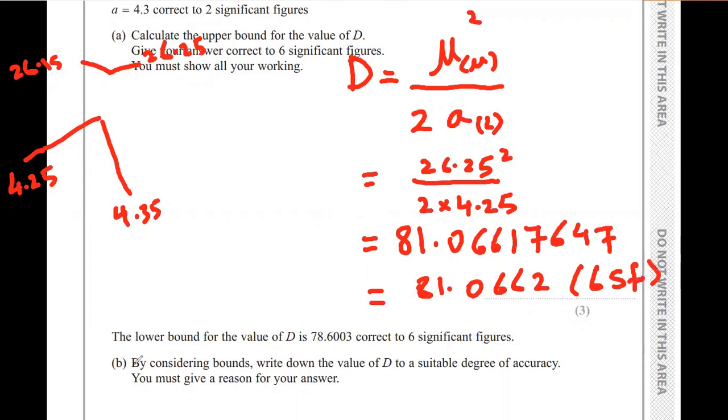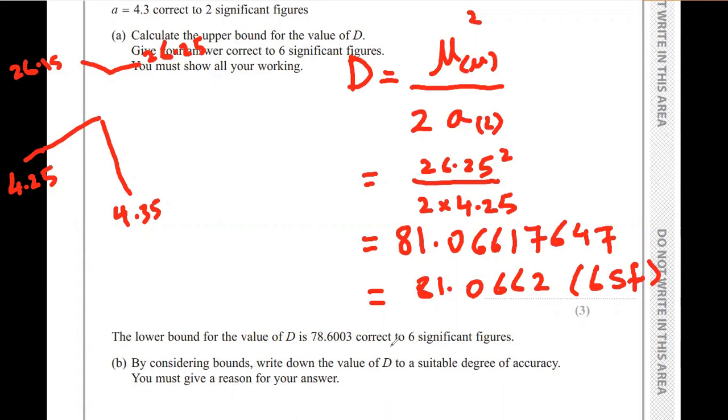Right. Moving to part B of the question, it says the lower bound for the value of d is 78.6003, correct to 6 significant figures. By considering bounds, write down the value of d to a suitable degree of accuracy. You must give a reason.